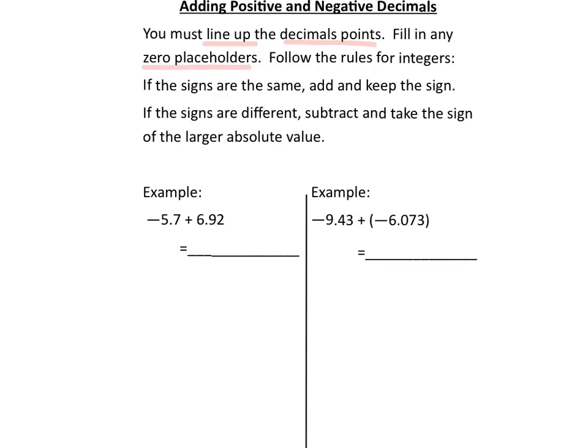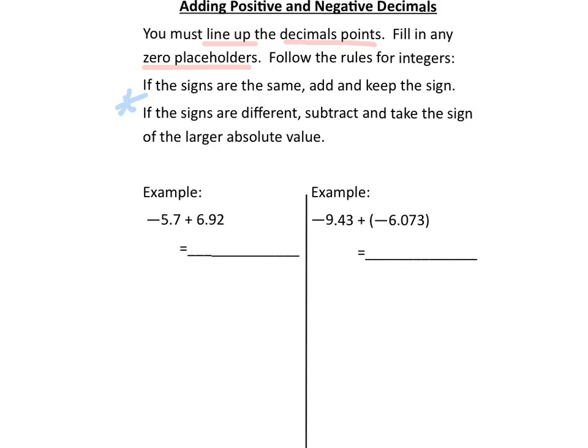Then the recommendation I have is fill in any 0 placeholders, meaning however many spaces are on top should be the same as the bottom and vice versa. Then you follow the rules for the integers. And because I am so awesome, I have given them to you at the top just to help you remember. So let's go over the first one.